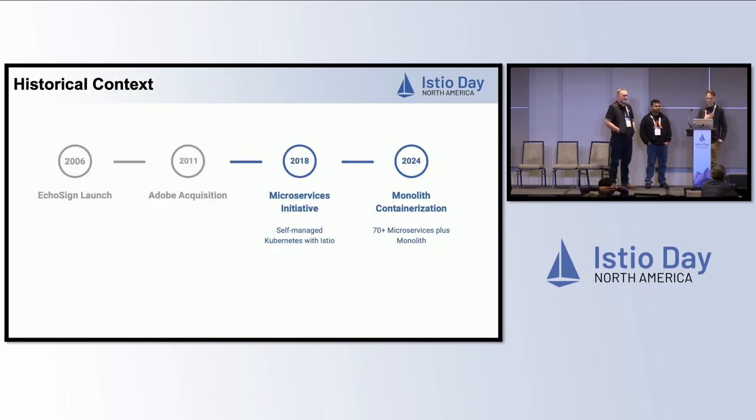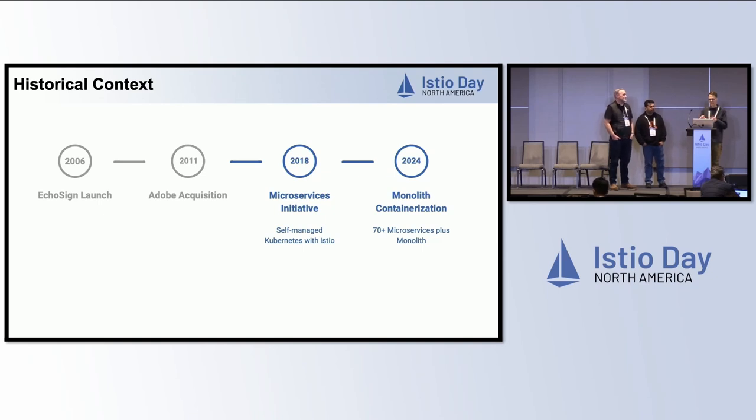And just to talk about the historical context here, the architecture, since its inception in 2006 and its acquisition by Adobe in 2011, up until 2018, it just sort of evolved, but didn't make any large changes. In 2018, we went all in on microservices. So we started our own Kubernetes clusters, self-managed, and we ran Istio right out of the gate, relying on it more for the ingress and the service meshing capabilities there.